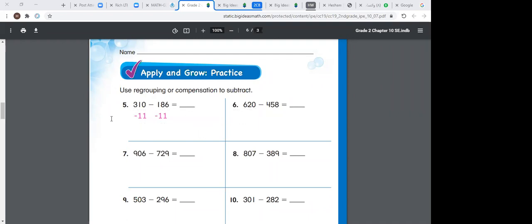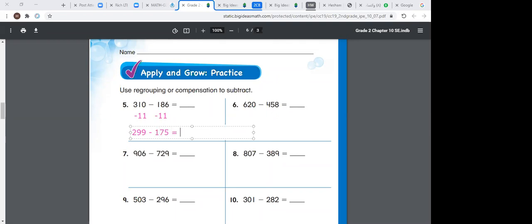Now let's subtract. 310 minus 11 equals what number? 299. Yes, directly without counting. Now 186 minus 11. 6 minus 1 equals what? Equals 5. And 8 minus 1 equals what number? 7. And drop this one because we don't have hundreds. 0 hundreds.